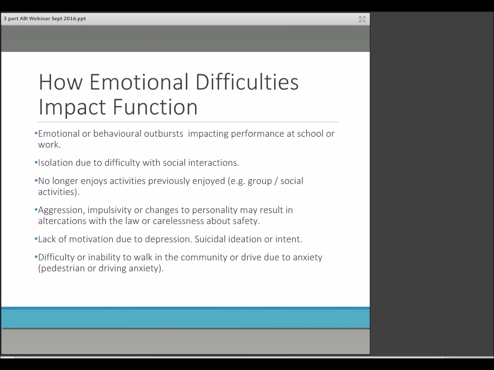Commonly, an individual who has been involved in a motor vehicle accident as the cause of their ABI may have difficulty or inability to walk in the community or to drive due to anxiety, such as pedestrian or driver anxiety.